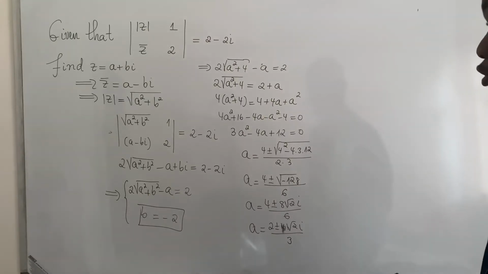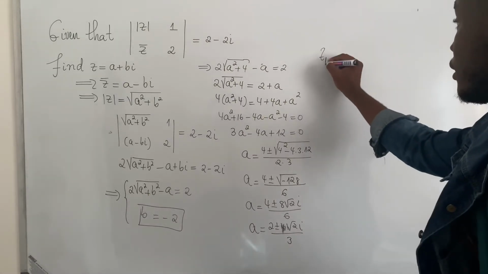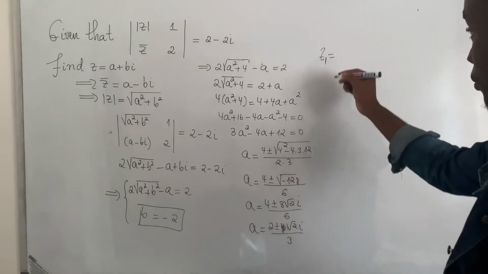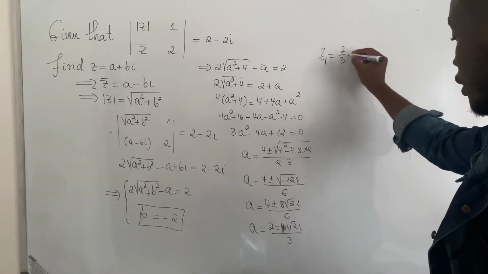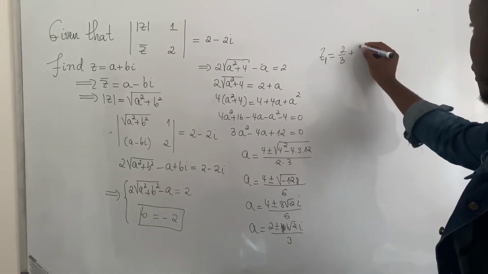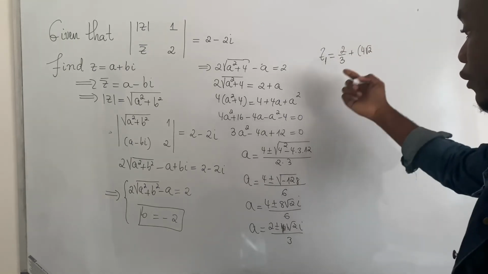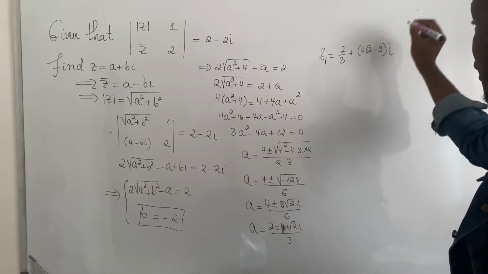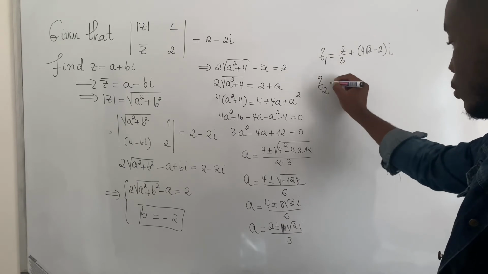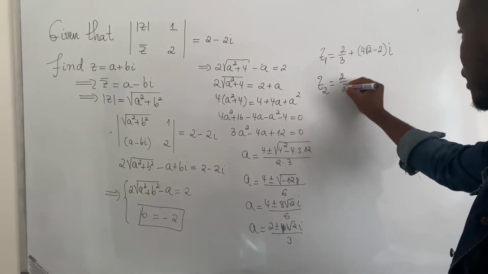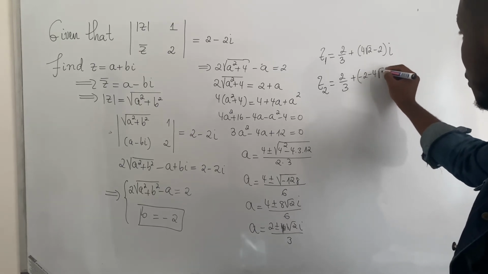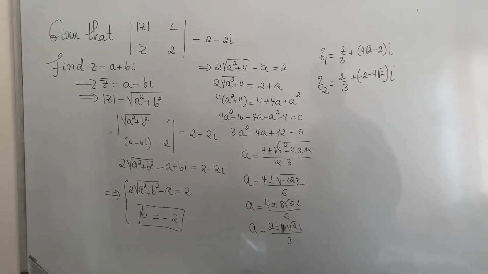So what we can do is say we have z1, because we can work with the positive, which is 2 over 3 plus 4 square root of 2. The value of b is negative 2i. And z2 will be 2 over 3 minus 4 square root of 2 i, minus 2i. So we have those two values for z1 and z2.